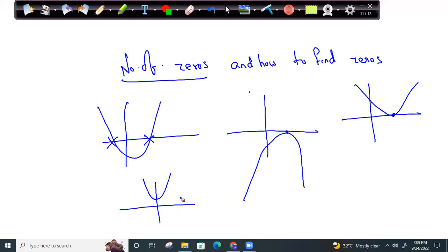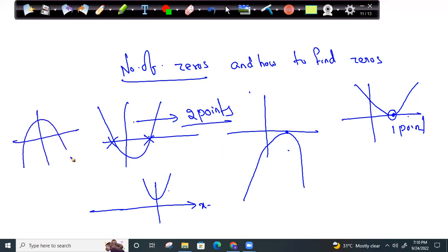What is the meaning of no zeros? The graph is not intersecting the x-axis at any point. See, it is above. This is 1 zero because the graph is intersecting the x-axis at one point. This is 2 zeros because the graph is intersecting the x-axis at 2 points. 2 zeros, 1 zero, even you can take downwards, no problem. Here a is greater than 0, here a is less than 0. So now my question is, when will I have 2 zeros? How do you know I have 2 zeros? How do you know I have 1 zero? Or how do you know I have no zeros?